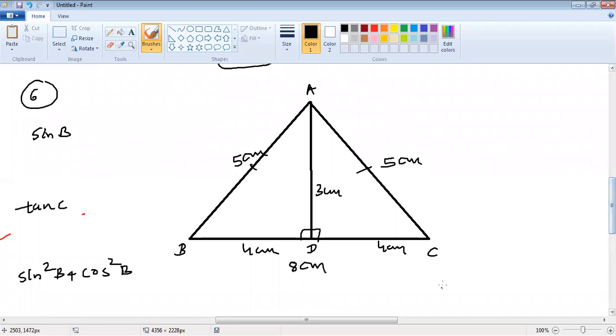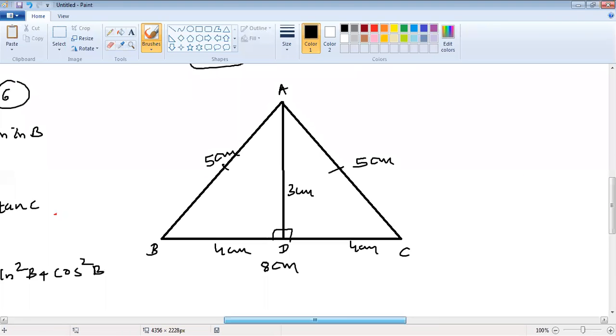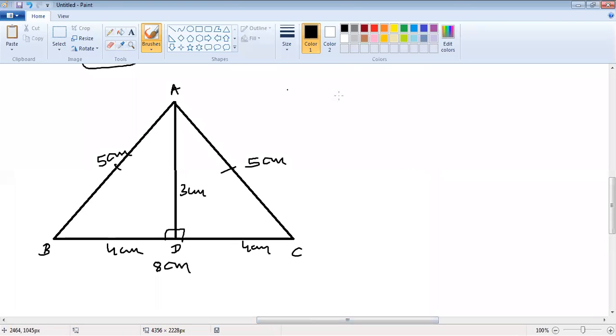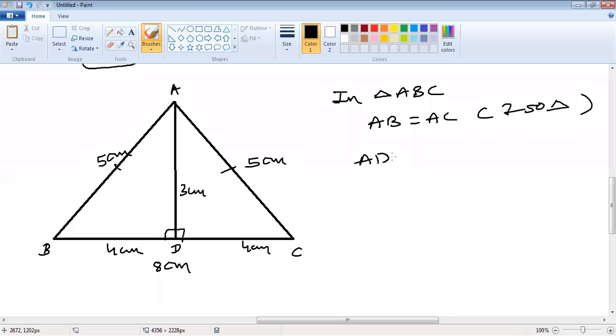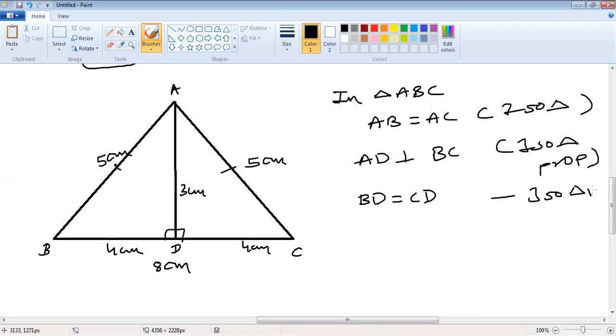First of all, whatever we worked out here, we have to write it down. So how to write it? Let me show you first of all. Say in triangle ABC, we know that AB is equal to AC because it's an isosceles triangle. And then what did we do? AD is perpendicular to BC. It's an isosceles triangle property. And now we can say BD is equal to CD. Again, this is isosceles triangle property, isn't it?